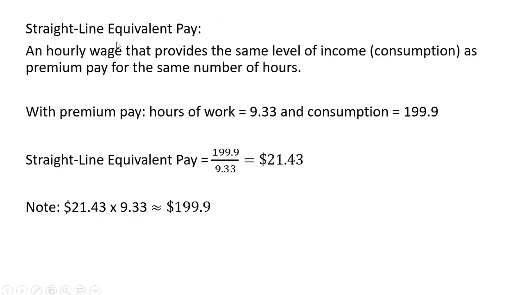All right, let's talk about straight line equivalent pay. This is going to be an hourly wage that provides the same level of income or consumption as premium pay for the same number of hours of work. So with premium pay, the hours of work were 9.33, and we found this level of consumption. The straight line equivalent pay would be taking this consumption level and dividing it by the hours of work. You get a straight line equivalent pay of $21.43. In other words, if you work 9.33 hours at $21.43, you'd be making the same level of income and be able to afford the same level of consumption.